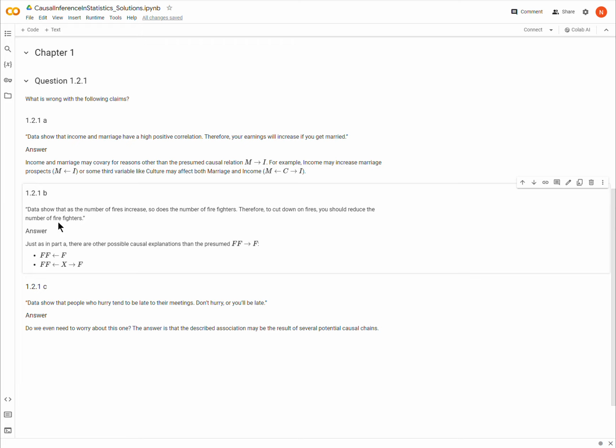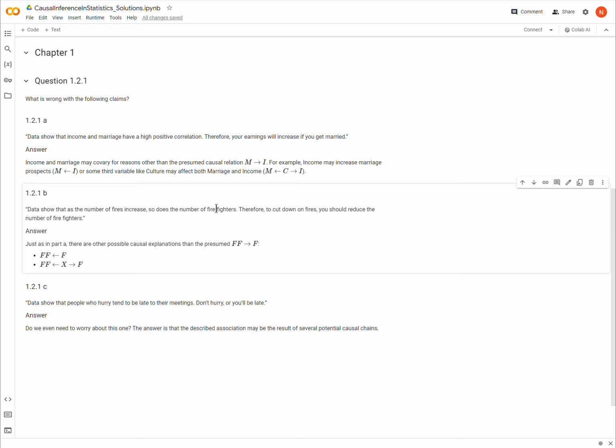So the claim is, data show that as the number of fires increases, so does the number of firefighters. Therefore, to cut down on fires, you should reduce the number of firefighters. Okay, so this is, like I said, the first question of the book, and really what it's trying to get you to do, I mean, this is obviously a very silly example, but why is it a silly example?